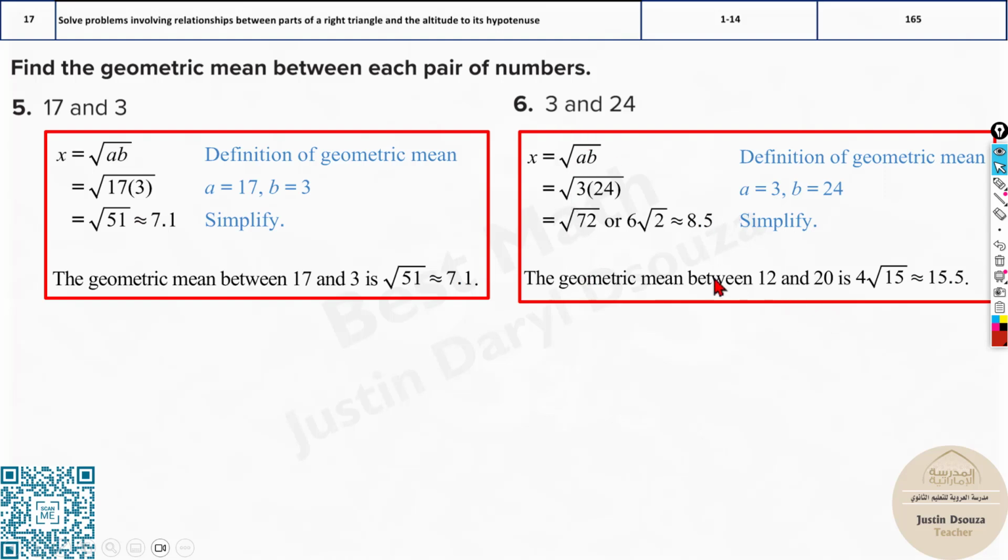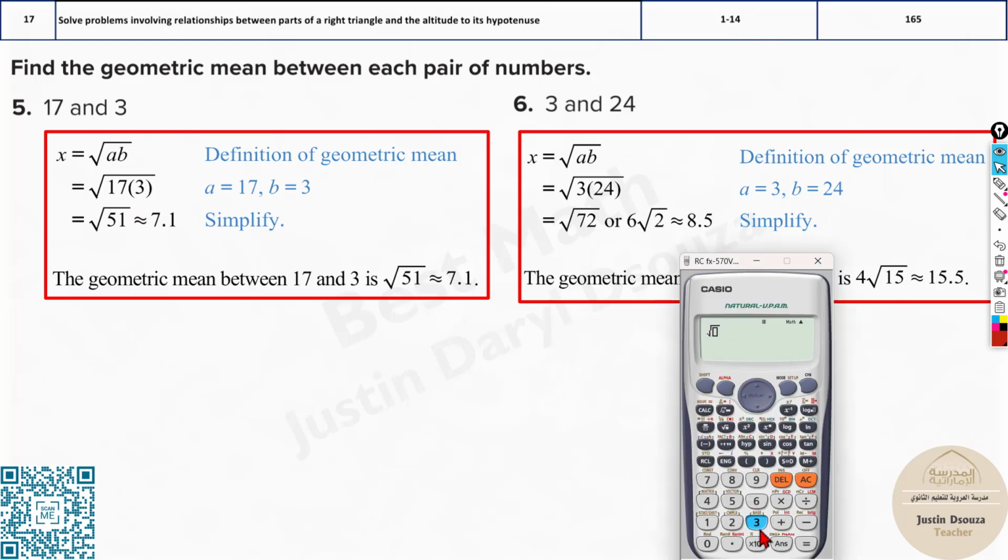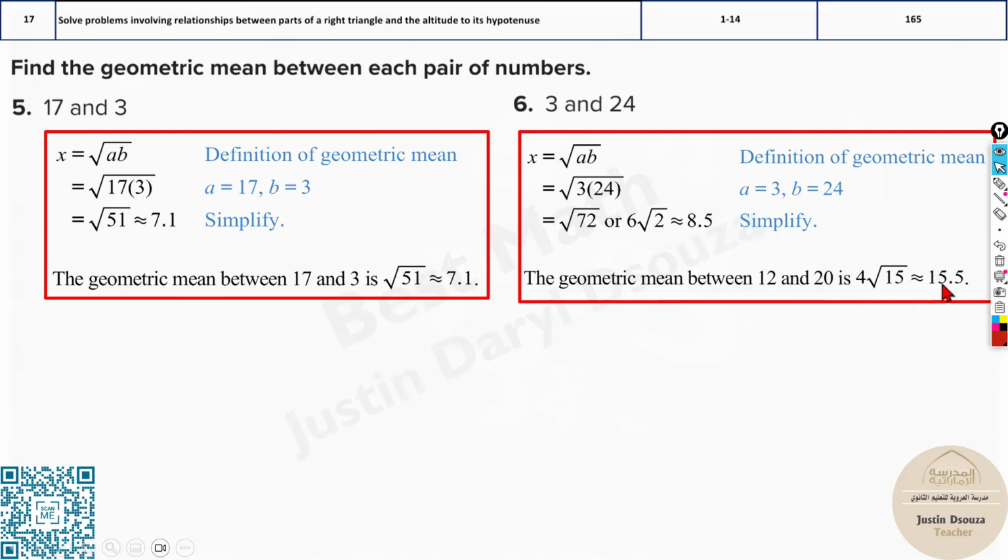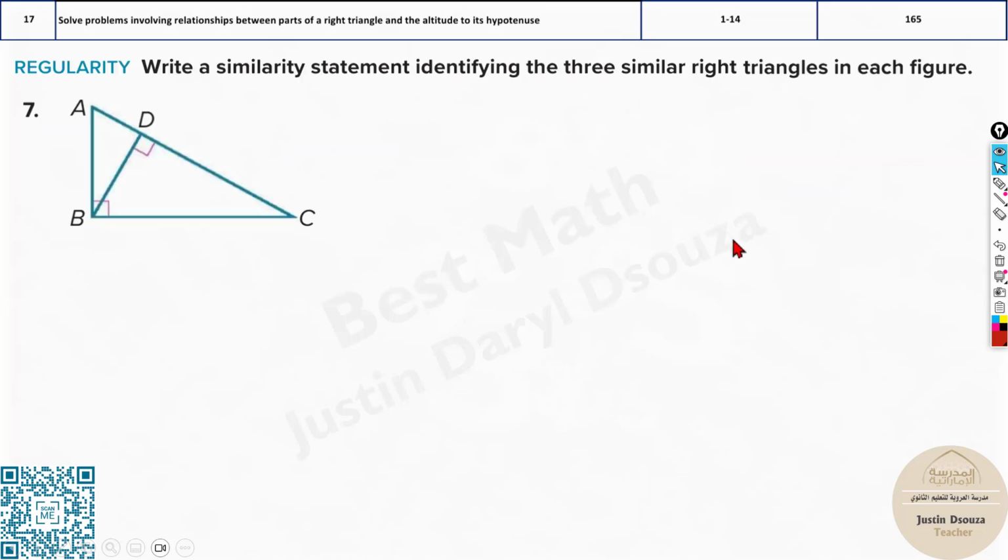Now here, this is wrong. Let me just do it. Square root of 3 times 24 is 8.48. This is an error over here. They have given some other values. It's for 12 and 20. That is the answer. This is the correct answer over here. 3 and 24 is 8.5.